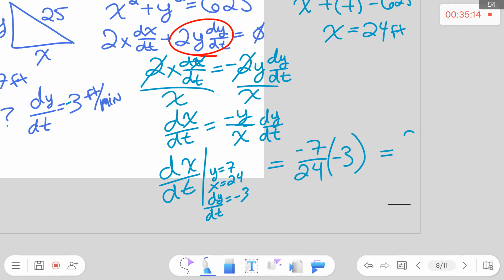So we get 21 over 24, which simplifies to 7/8, right? What's the unit? Oh, hang on. 8 divided by feet. Oh wait, see that? Times. Feet per minute. Feet per minute.